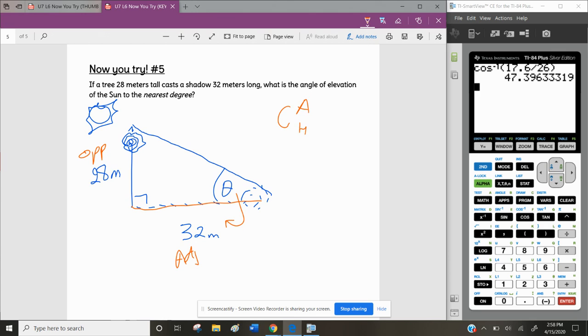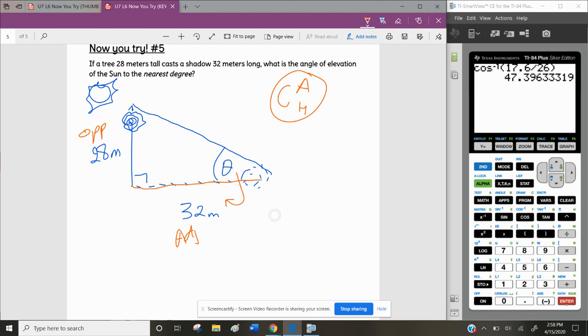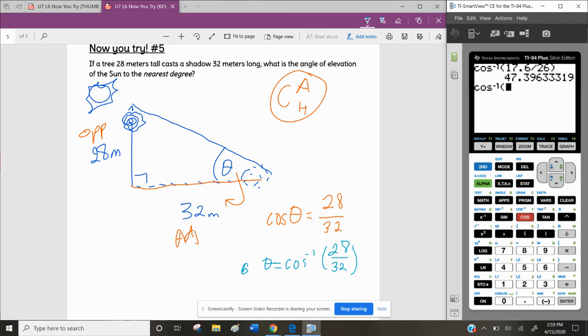So we have cosine again. So cosine of the angle that we're looking for, you could use x for your unknown, is the opposite side, 28, to the adjacent side, 32. We do the inverse operation, so theta equals the arc cosine of this ratio, 28 over 32, the cosine ratio. So second cosine, 28 divided by 32, 28.9 to the nearest degree, 29 degrees.